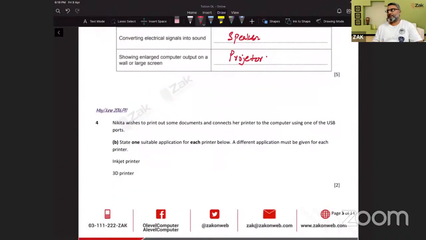अच्छा, अब ये कहता है Nikita wishes to print out some documents and connect her printer to the computer using the USB ports. State one suitable application for each printer below. Inkjet printer. इसमें क्या है?